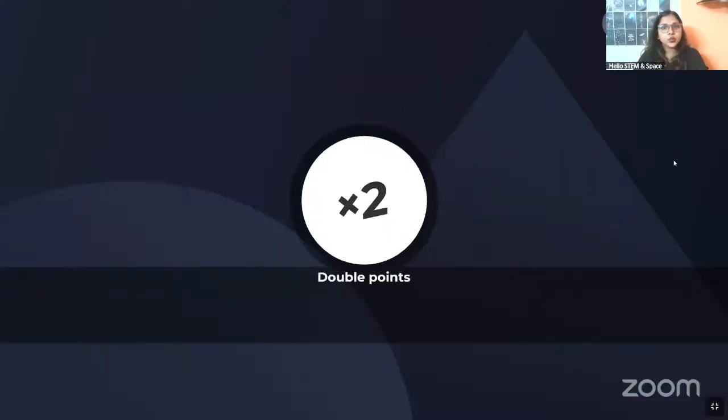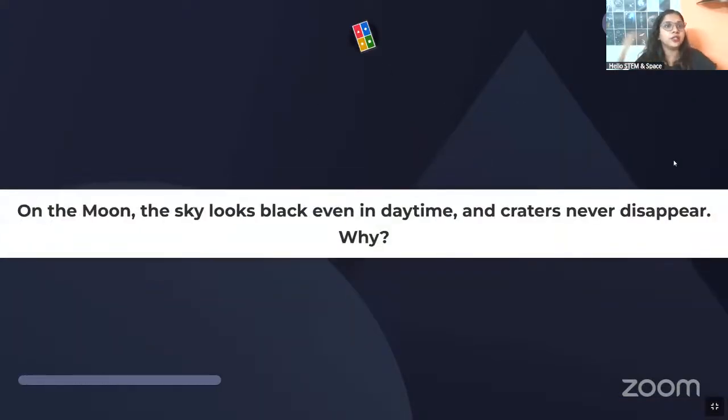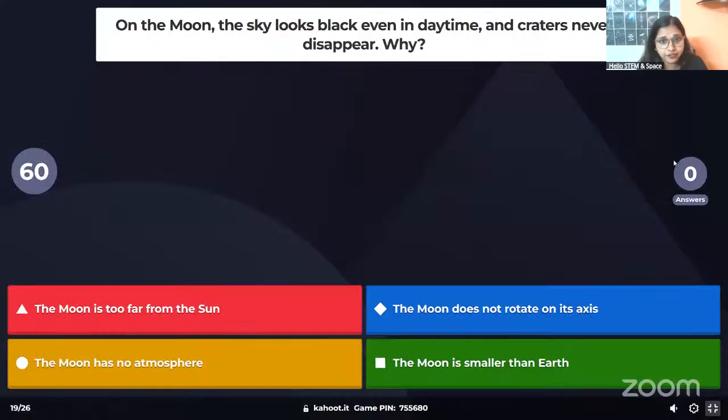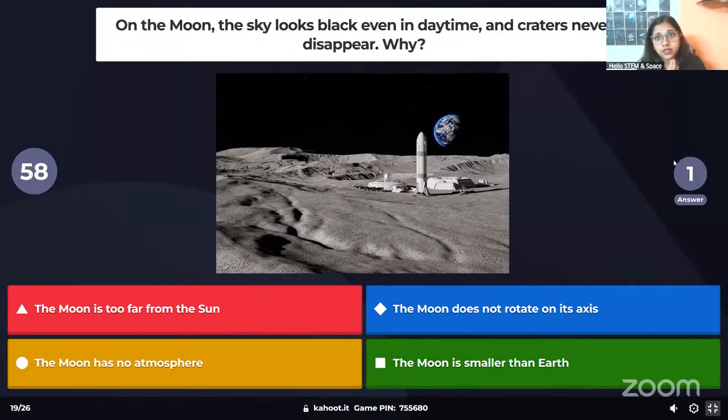So the next question is for double points. So all of you can jump into the scoreboard. On the moon, the sky looks black even in daytime, and craters never disappear. Why? So there is a reason why on the moon the sky looks black even during daytime. We all know that at nighttime our sky looks black, but on the moon, even during daytime, it looks black. Also, the craters are forming and they are not disappearing. So why is this happening?